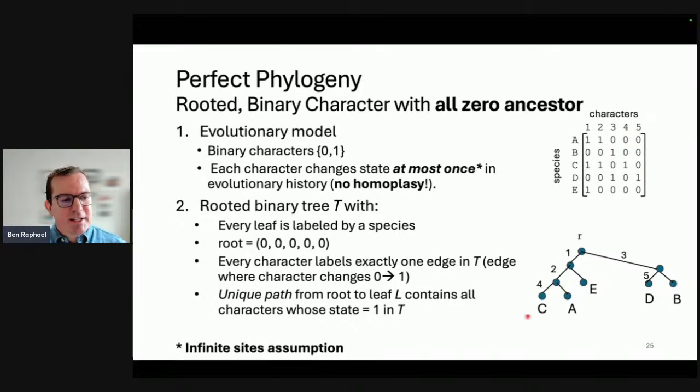So what that means again is that for each leaf, on the unique path to the root, we can trace out the characters that have changed state. So leaf A here, as I trace out the path to the root, has changed state for character 2 and character 1, and we see that it has the ones here at character 1 and character 2 and only those two, etc. So this perfect phylogeny, this no homoplasia assumption, is also in population genetics sometimes called the infinite sites assumption.